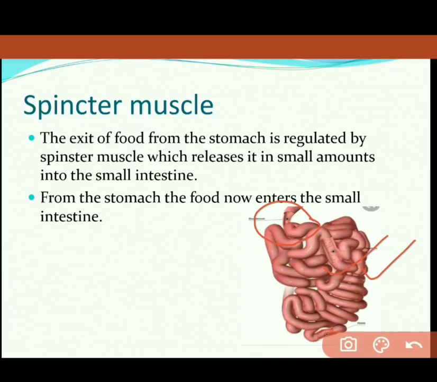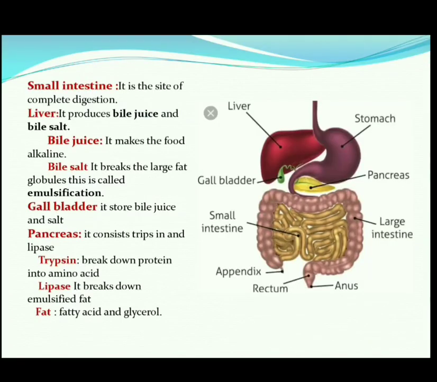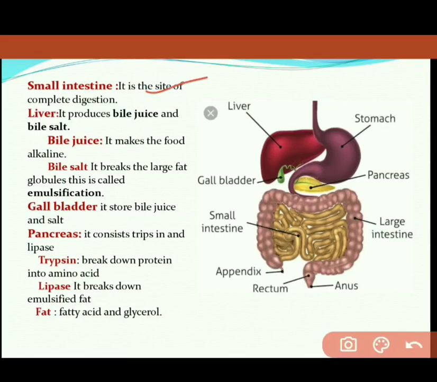Now the food reaches the small intestine from the stomach. Let's see what happens in the small intestine. It is the site of complete digestion. Meanwhile, the liver, gallbladder and pancreas also secrete some juices. Let's see the function of these juices. The liver mainly produces bile juice and bile salt. Bile juice makes the food alkaline.